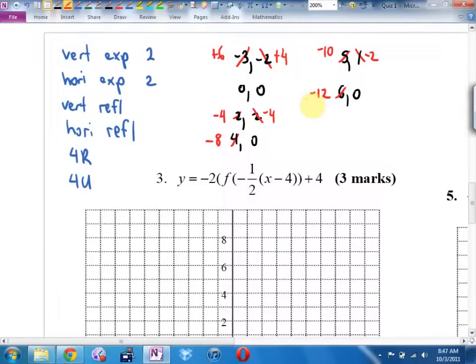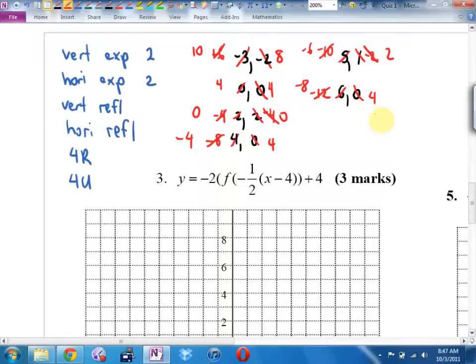Four right. Actually, what that really means is add 4 to all your x's, because that's how you move something 4 right. This is going to become a 10, a 4, a 0, a negative 4, a negative 6, and a negative 8. 4 up, that's like adding 4 to all your y's. This is going to become an 8, a 4, a 0, a 4, a 2, and a 4.